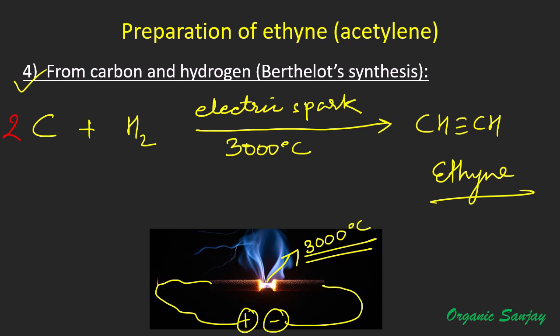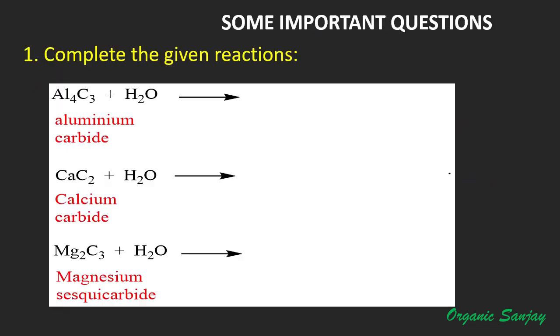I hope you understand well. You can repeat the video and watch again. Now let's see some important questions. Question number 1. Complete the given reactions. Here, aluminium carbide plus water, and you have to find the product.